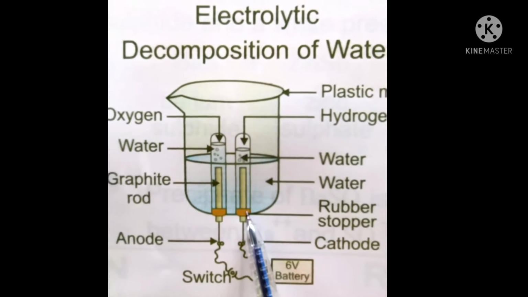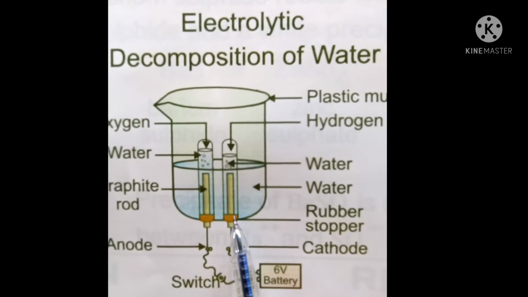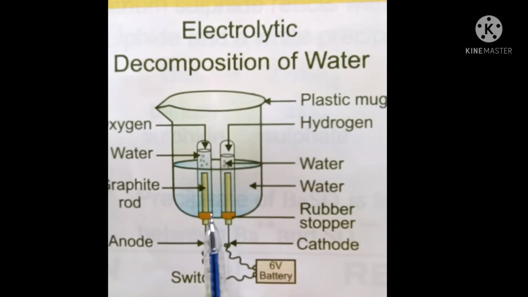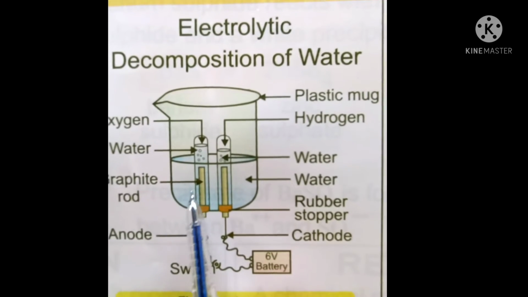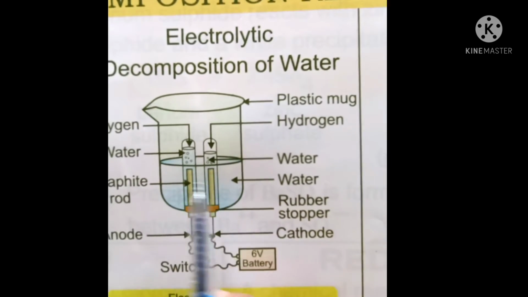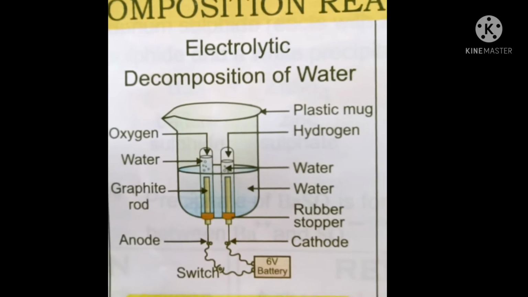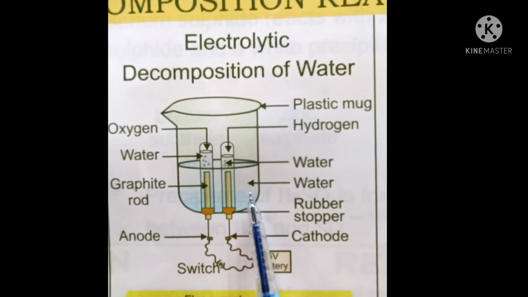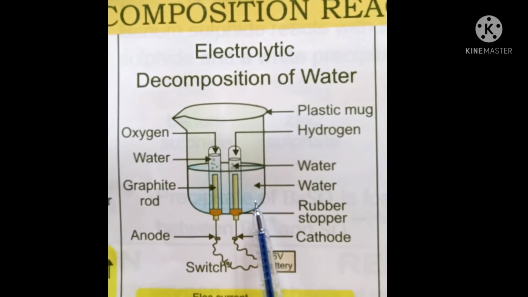Over this cathode a test tube is placed inverted. One more test tube is kept upside down above the second electrode. These are the graphite rods, cathode and anode. Now, when the electric current is passed through the water, to have electrolysis we have to acidify this water. That means a little bit of acid we have to add to it.